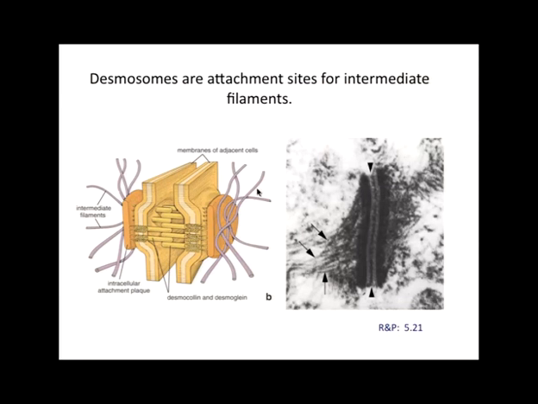Okay, so the desmosomes are going to be sites for intermediate filaments, and they have this very large plaque on the outside, just subjacent to the plasma membrane, and it includes proteins called desmoplakin and plakoglobin. And then there are transmembrane proteins like desmoglein, which are, remember, cadherins, that form this very distinct banded structure within the intercellular space. So this is a very classic picture of a desmosome. All desmosomes look like this.